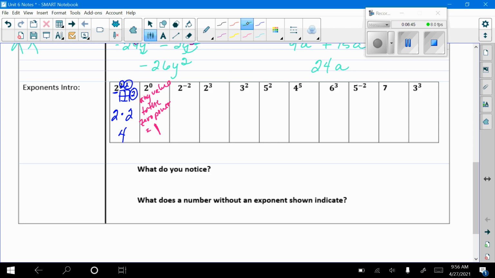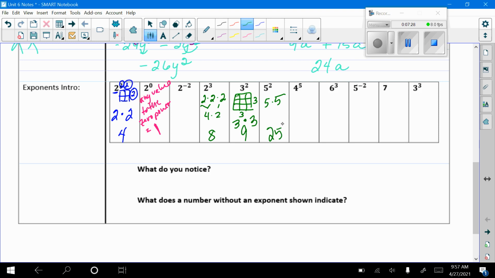I'm going to skip the next one real quick because we're going to come over here to 2 to the third. 2 to the third means I'm going to have 2 times 2 times 2, because I want 3 of that base. So 2 times 2 here is 4, times 2 is 8. This is 3 squared, so that means I would actually have a box that's 3 by 3. And I would actually have 9 little squares, because it's 3 times 3. Same thing with 5 squared would be 5 times 5, which gives me 25.